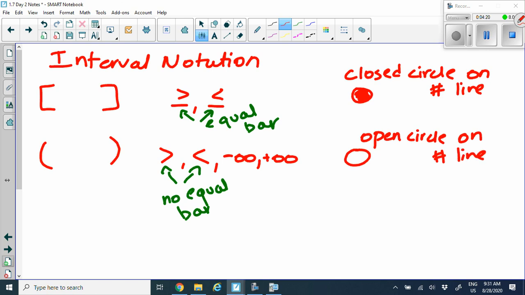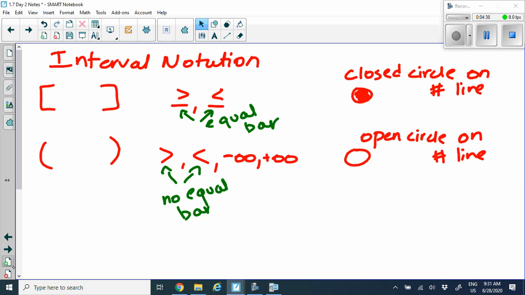So I would definitely make sure, if you need to, pause this video and write this in your notes because it's not in there. I don't think it's really in there. So make sure you pause the video and write this stuff down, because it's really good so you can refer back to it when you do your homework.